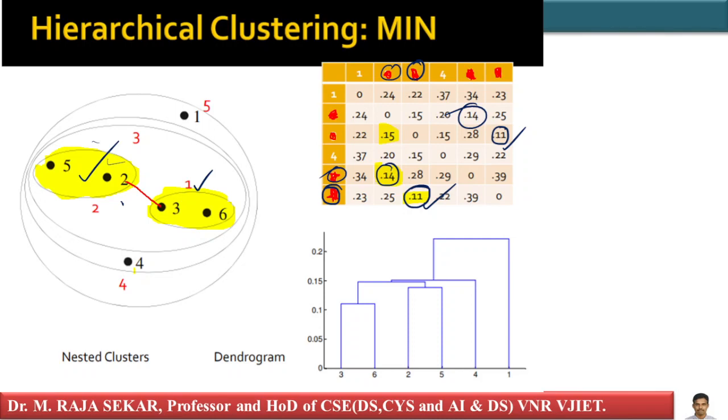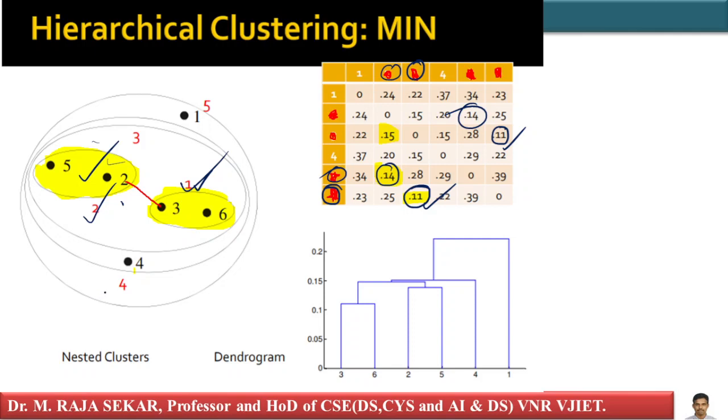0.15, isn't it? What is this? This is the distance between C1 and C2. 0.15 is the distance between 2 and 3, isn't it? Therefore, that is the distance between C1 and C2. 3 and 2 are the closest points. This is my cluster C2 and this is my cluster C1, isn't it?